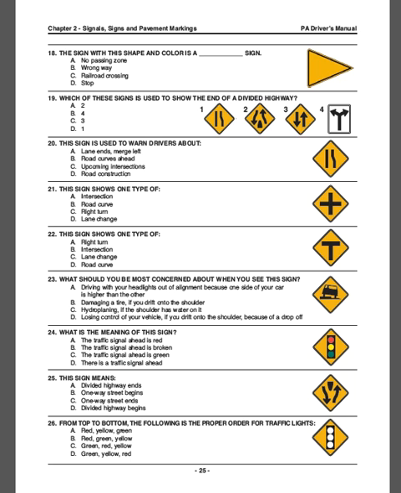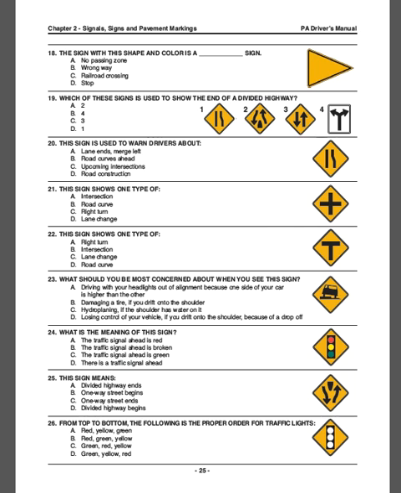25. This sign means A, divided highway ends. B, one-way street begins. C, one-way street ends. D, divided highway begins. The answer is letter D. The illustration shows you are driving toward a divided highway.